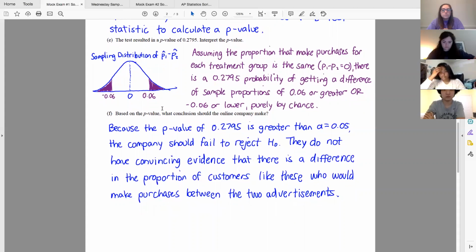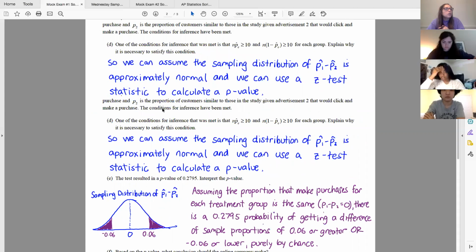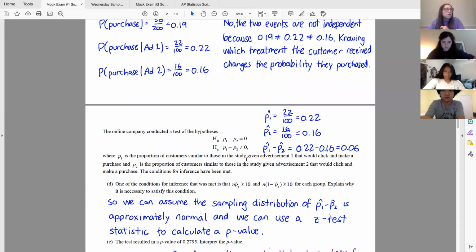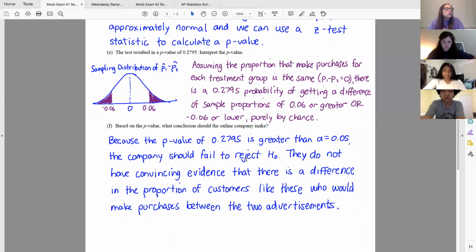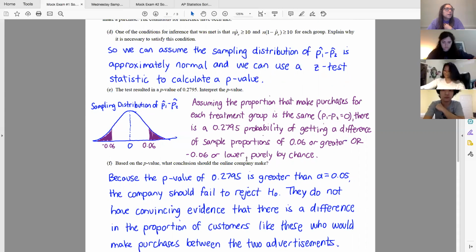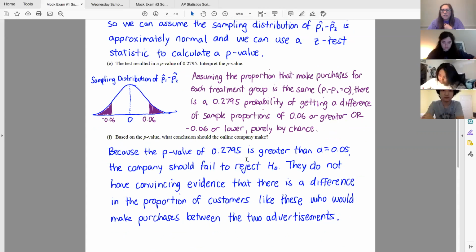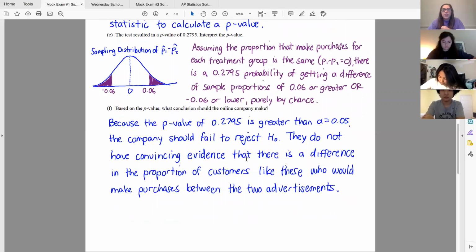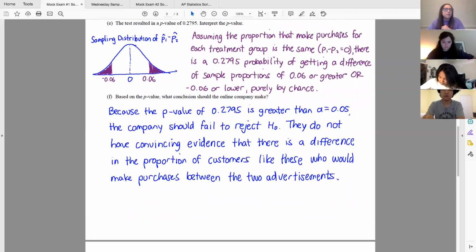How do you tell if it's a 1-tail or a 2-tail again? It gave it to us in the problem. Oh, a not equal to test. Got it. Thank you. And then based on the p-value, what should your conclusion be? I don't think it gave you an alpha, but if it doesn't, you assume 0.05, and this value is greater than that, so we fail to reject, not convincing evidence, etc.